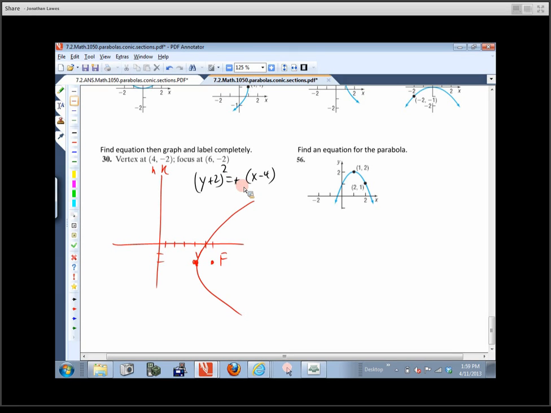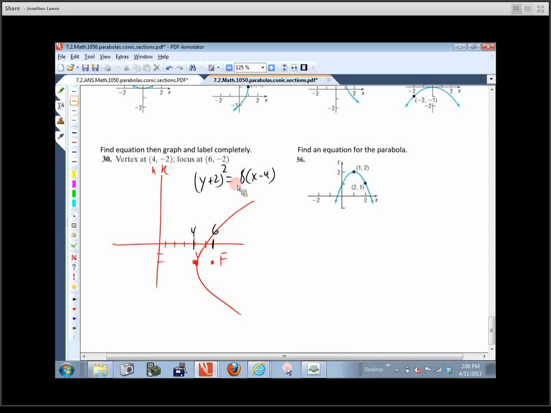So how do you figure out what a is? This distance. How far is it if we're right here at 4 and then we're over here at 6 to get to the focus? What's a? 2. So what number goes here? 8. Okay? We should label a couple of other things on this because it did say graph it.